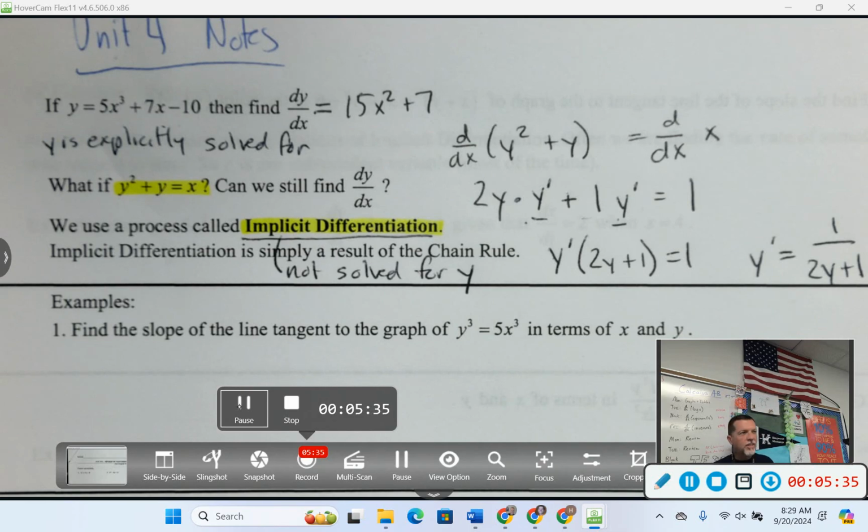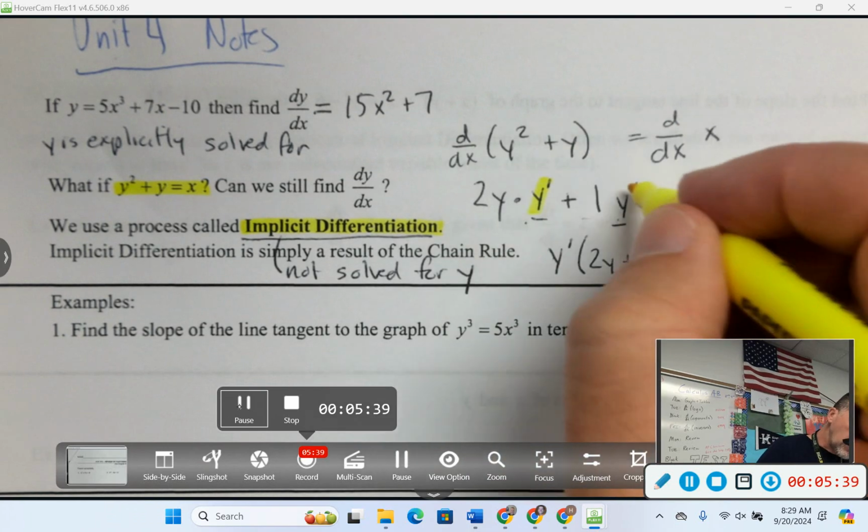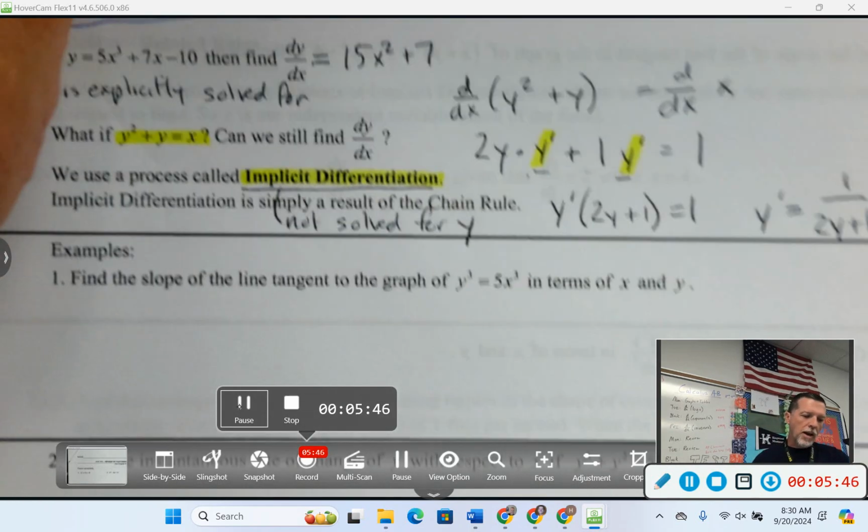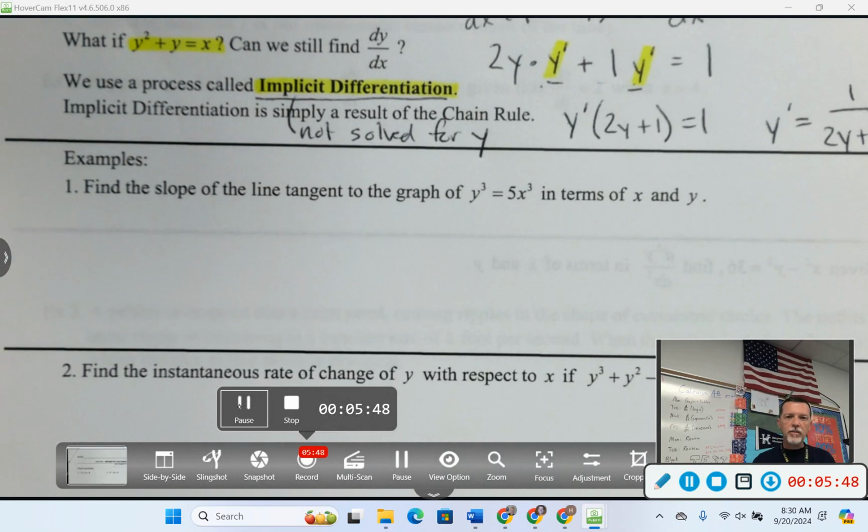The rules are still the same. The main thing people forget is throwing the y prime on the end of that. It's still the same rules, the derivative rules. You just have to remember to put the y prime whenever you take the derivative of a y.